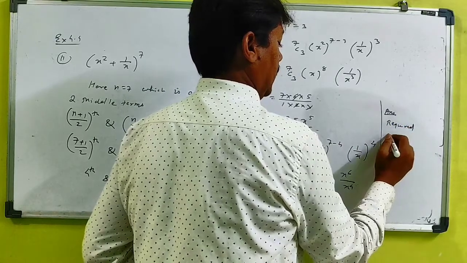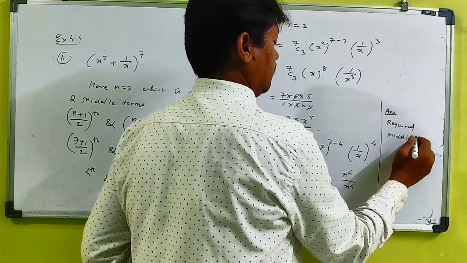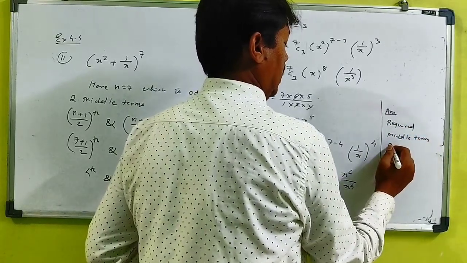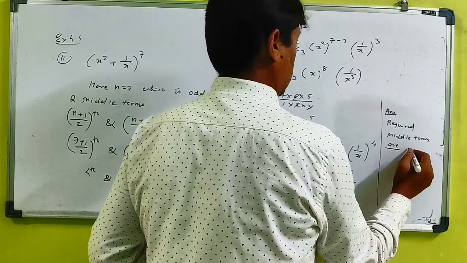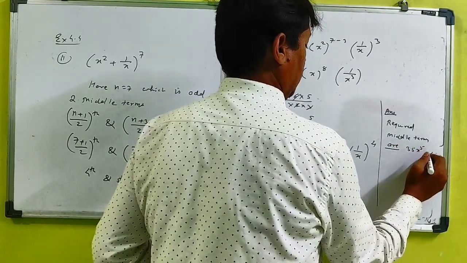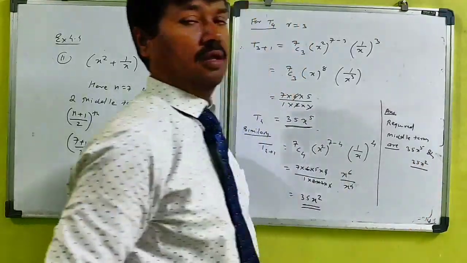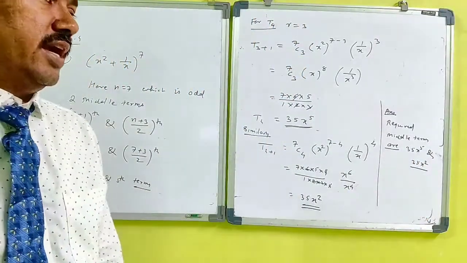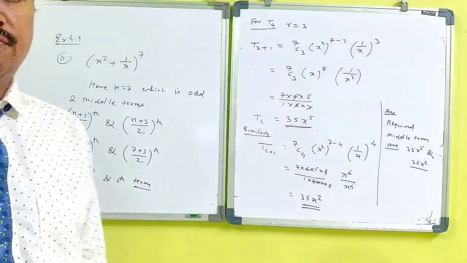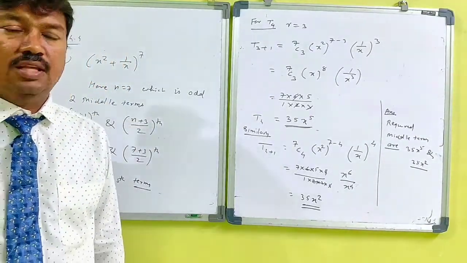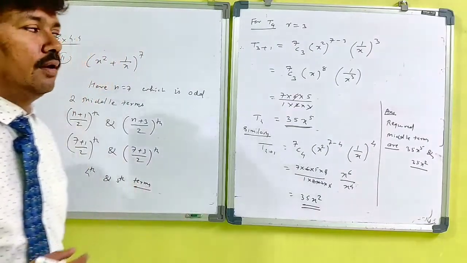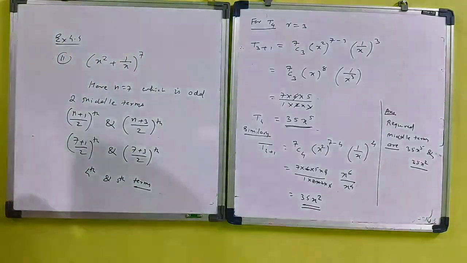So therefore the required middle terms are 35x raised to 5 and 35x squared. These are the two required middle terms in this.